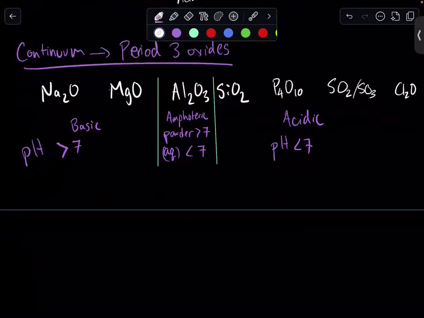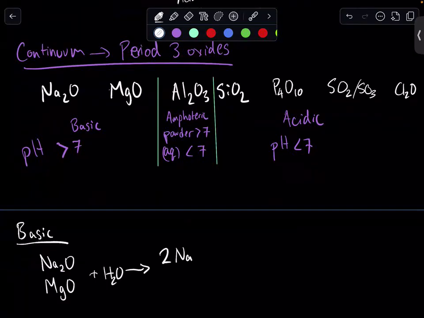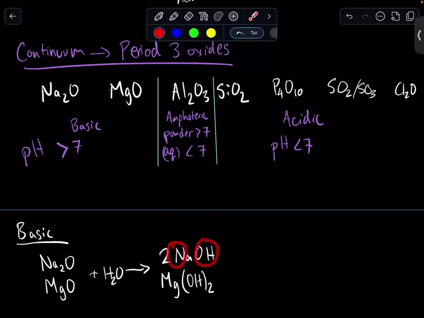Furthermore, we need to understand the reactions that happen. So we'll look at some basic reactions. When we have sodium oxide or magnesium oxide, and we react with water, I'll do 2 different ones because they make slightly different products. Sodium oxide plus H2O makes two sodium hydroxides, while magnesium oxide makes magnesium hydroxide. Both of these are basic because they will dissolve. So this one will split into sodium and hydroxide. This one will split into magnesium and two hydroxides.